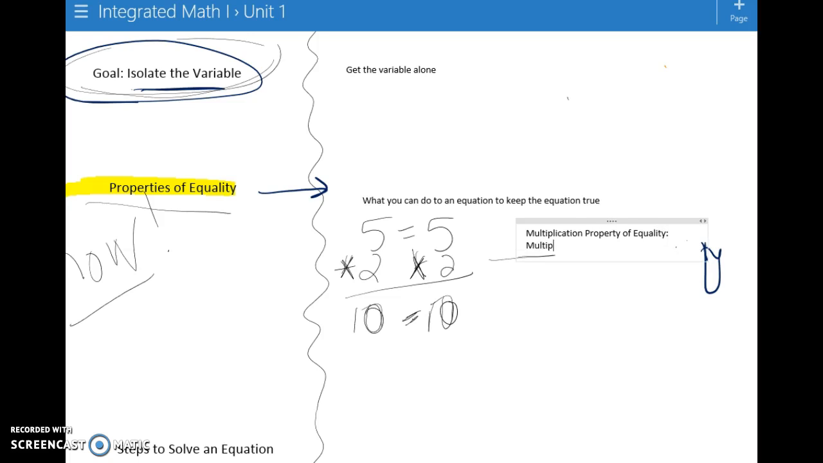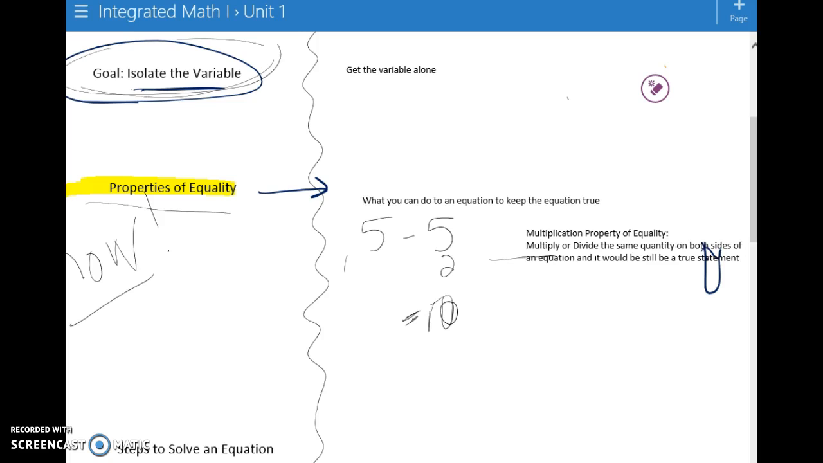which says I can multiply or divide the same quantity on both sides of an equation, and it would still be true. The same thing would happen if I divide. If I divide by the same thing, I will still get a true statement. And that's the multiplication property.